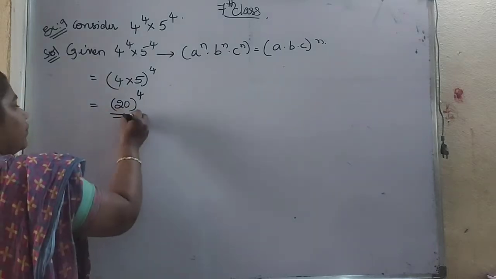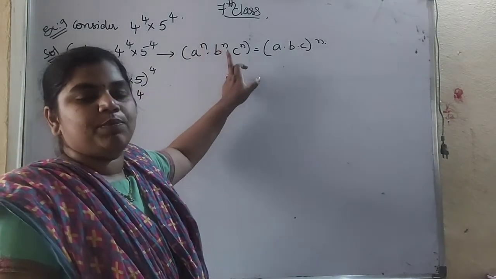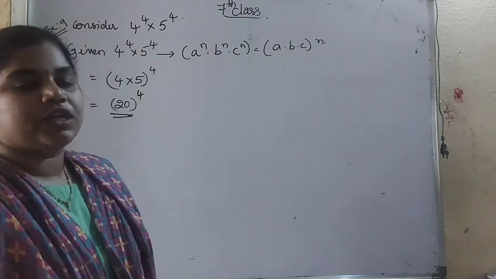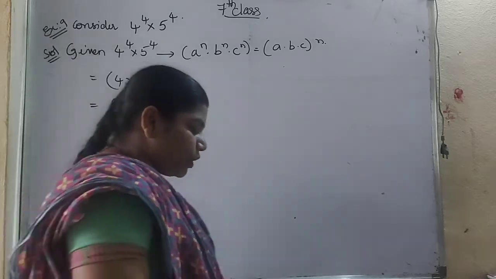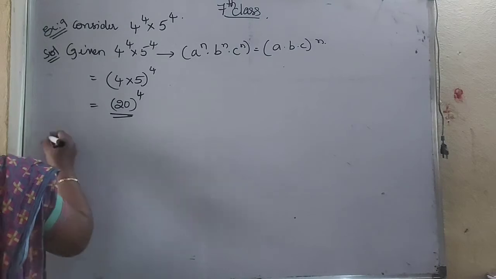So which law of exponent have we used? We have used a power n into b power n into c power n is equal to (a b c) whole power n. So this law of exponent we have used here. Okay. So next is the 10th example.